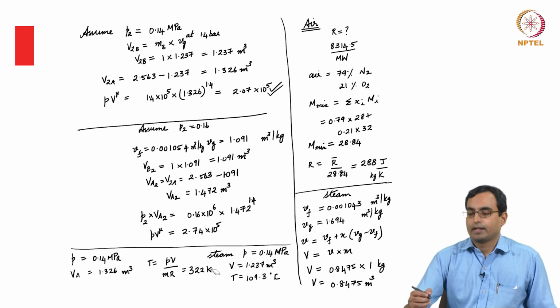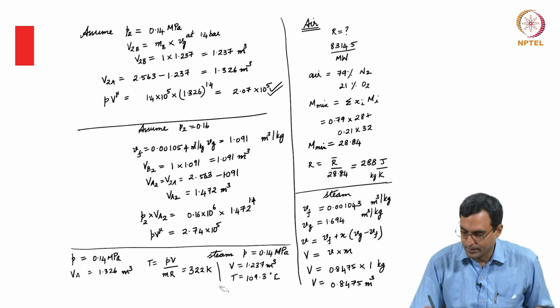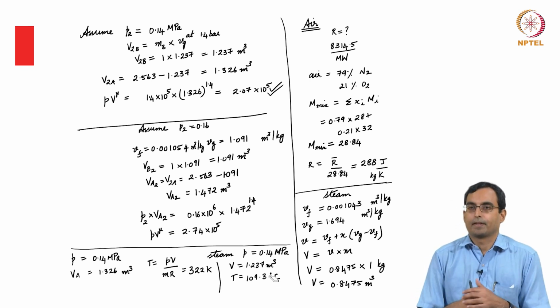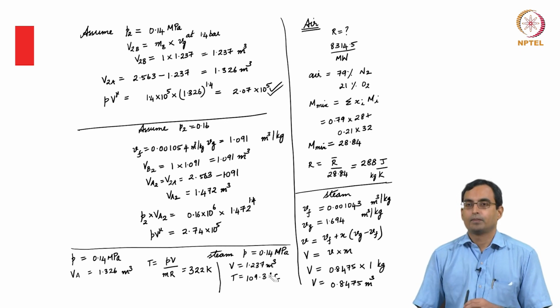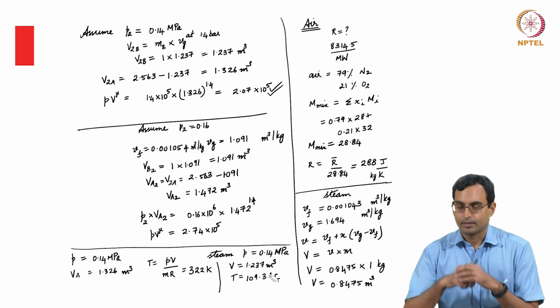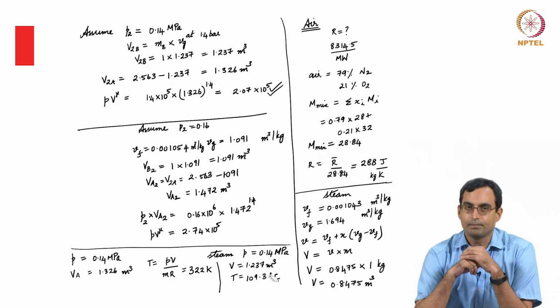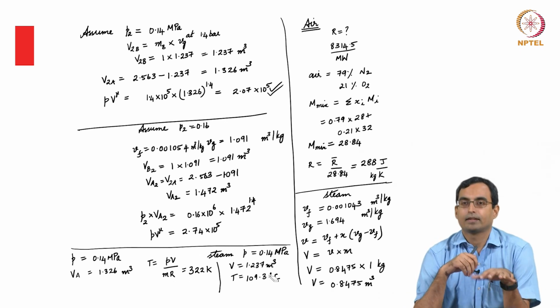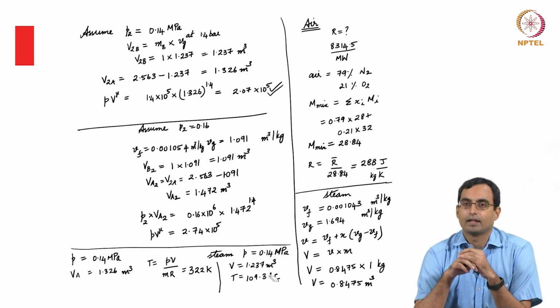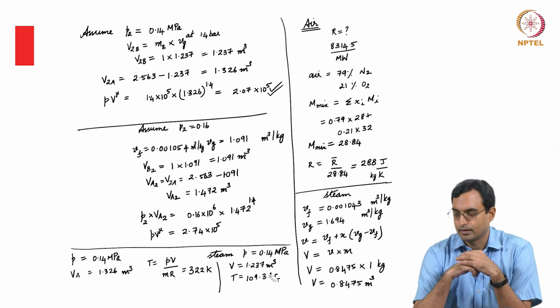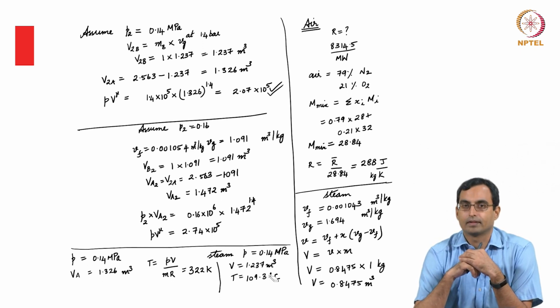Since it is insulated, I have the gas temperature being different from the steam temperature. So, this gives an example of a problem where we have a system containing both gas and steam. We deal with the gas using the ideal gas equation of state, we deal with the steam using steam tables, and we can find out interactions between both of them in this case.